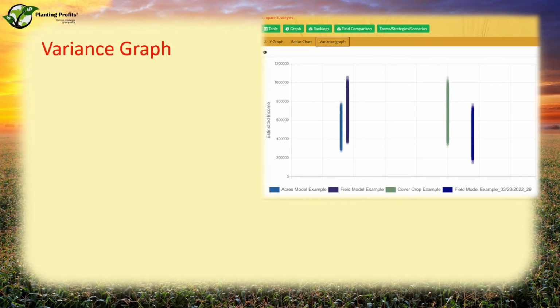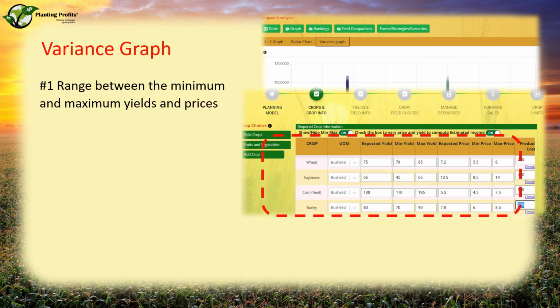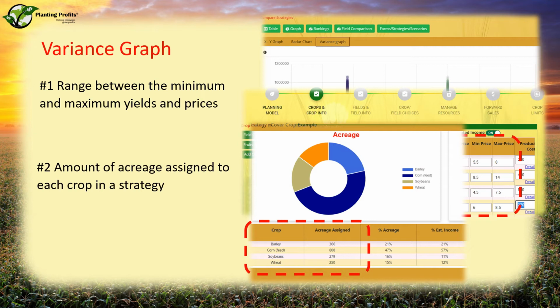The variance graph is used to compare the impact of price and yield variability across strategies. This graph shows the relative measures of risk for a strategy and across strategies. The relative risk between strategies depends on 2 factors. Number 1, the range between the minimum and maximum yields and prices for the crops in a given strategy. If the crops are the same across strategies, then this is constant. Forward sold crops do not have price variance. Number 2, the amount of acreage assigned to each crop for each strategy. For a given strategy, as the range in yields and prices of each crop widens, income variability, or risk, increases.